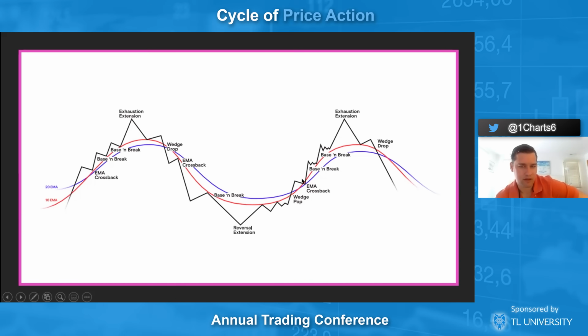And then when you get that first pullback to the moving averages, I call that the EMA crossback. This is another low risk area to try to execute and get long against the moving averages and try to hop on a potential trend.